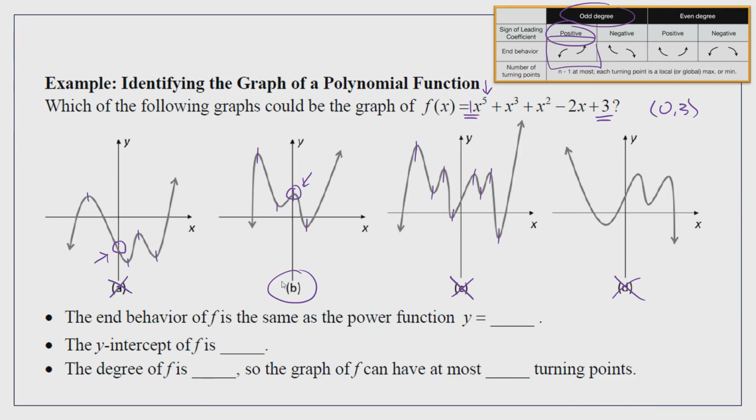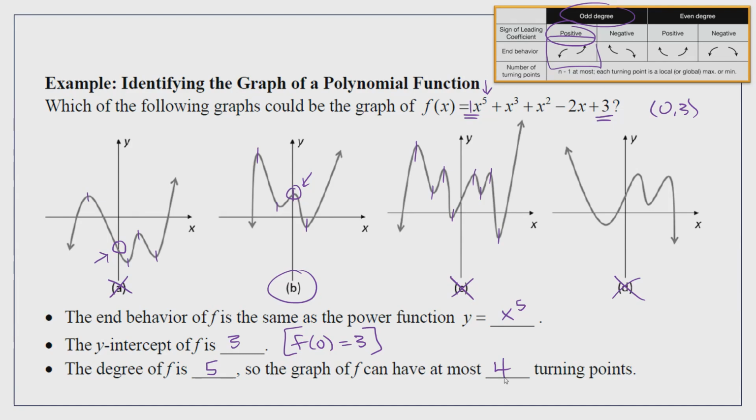Let's summarize this. The end behavior of f is the same as the power function y equals x to the fifth. The y-intercept of f is 3, because f of 0 equals 3. The degree of f is 5, so the graph of f can have at most 4 turning points.